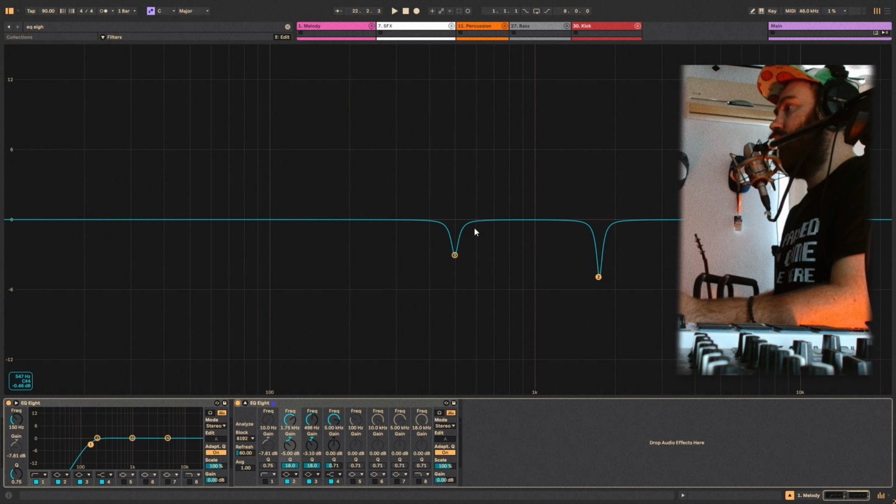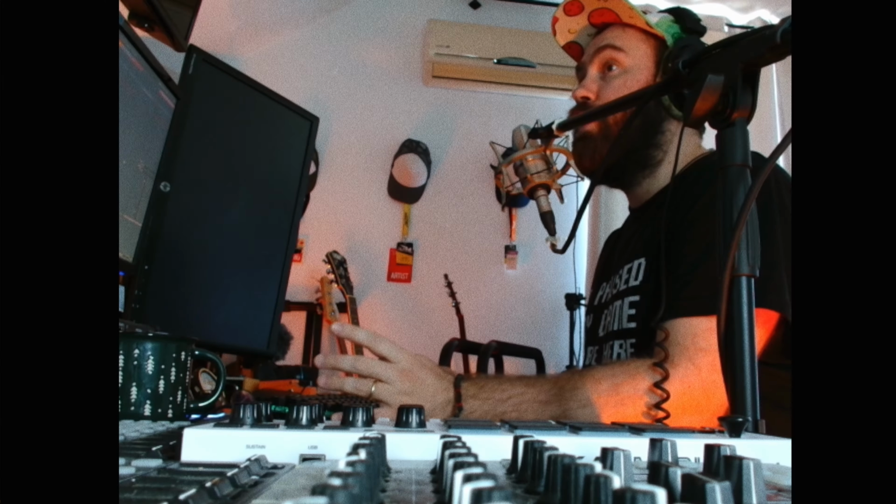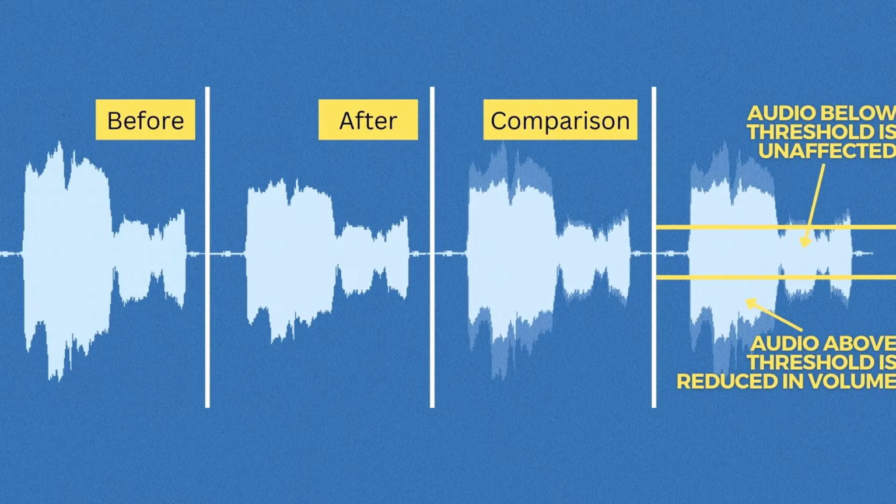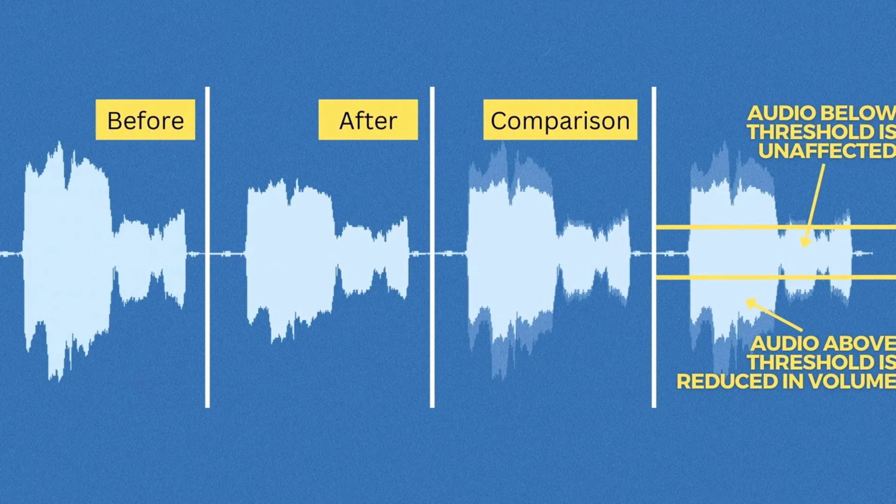Alright, so for our third and final step, we got compression. Compression is an audio signal processing operation that reduces the volume of loud sounds or amplifies quiet sounds, thus reducing or compressing an audio signal's dynamic range.